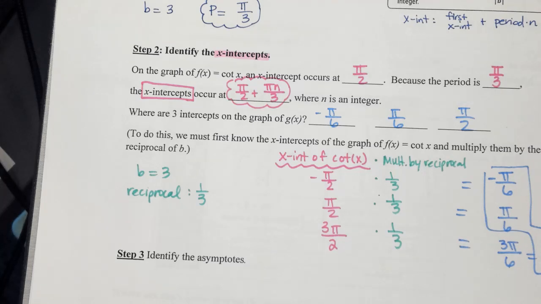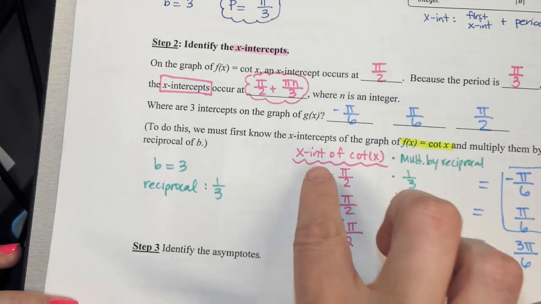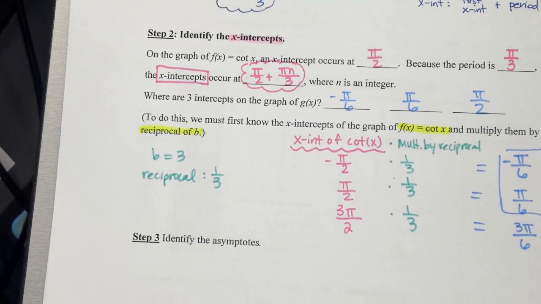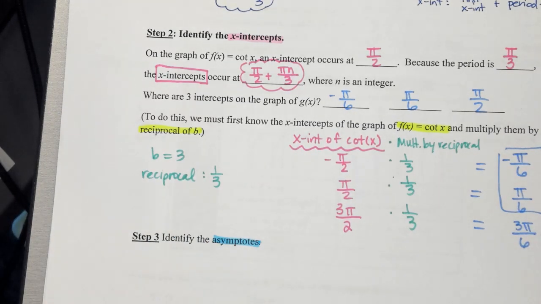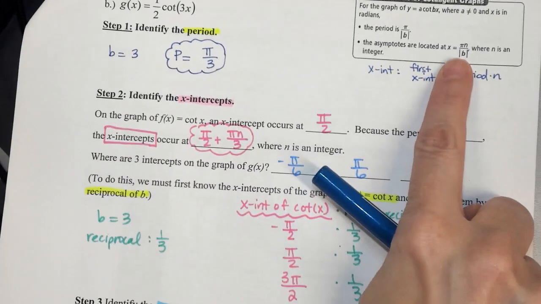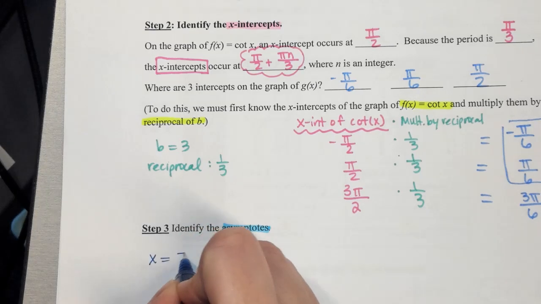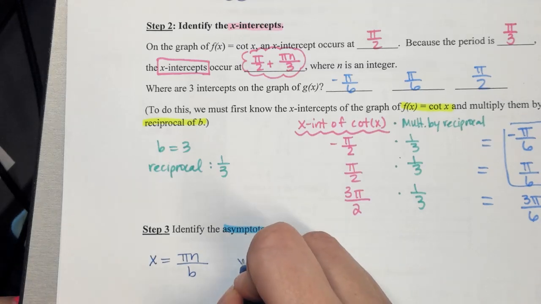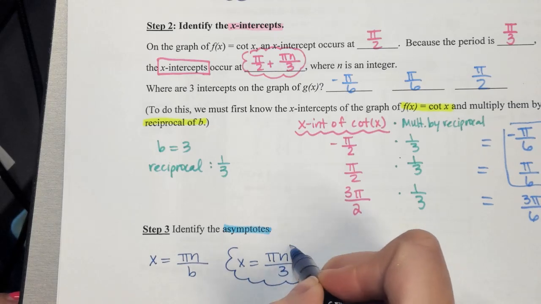Okay, so now we're going to identify the asymptotes. And again, these you have to use the cotangent for, and you still multiply by the reciprocal. You have the cotangent and you have the tangent. For the asymptotes, for cotangent, they're right here, so we're going to use this equation, pi n over b. So if x equals pi n over b, and we plug in 3, then x is just going to be pi n over 3.